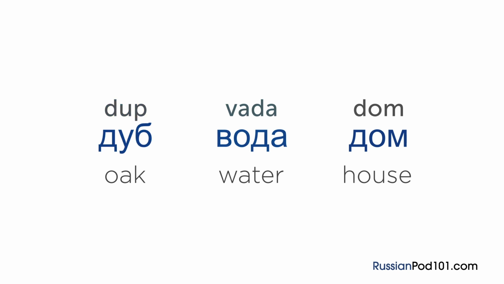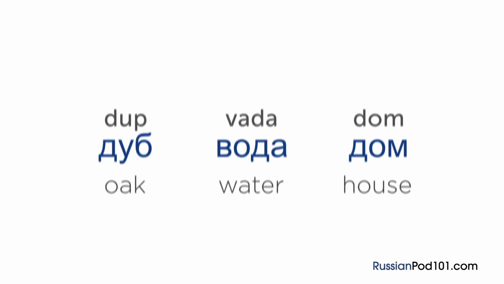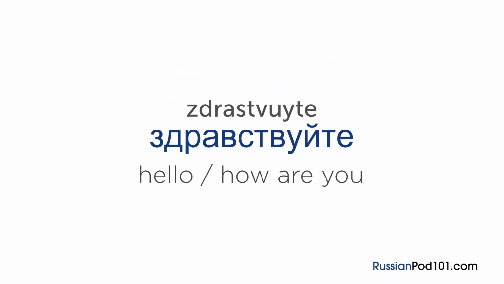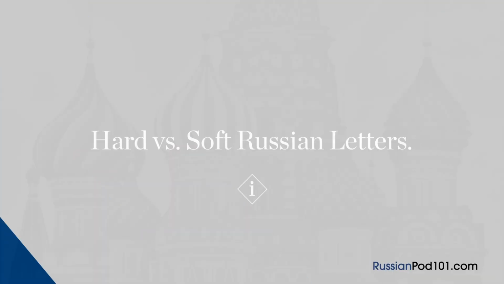Дуб. Вода. Дом. Russian is primarily pronounced as it's spelled. There are some exceptions, but they're governed by more defined rules compared to English. Even loan words, like the greeting you learned in the previous lesson, are largely pronounced as written. Здравствуйте! All you need to learn now then are the sounds of Russian.